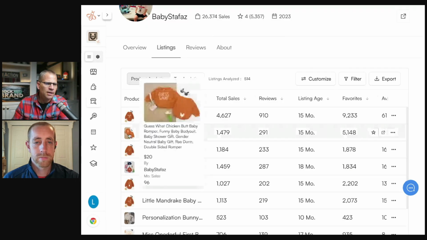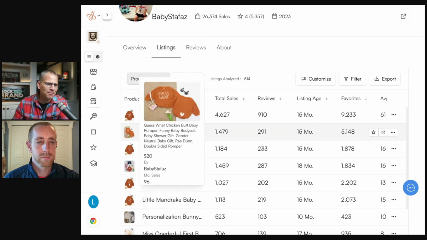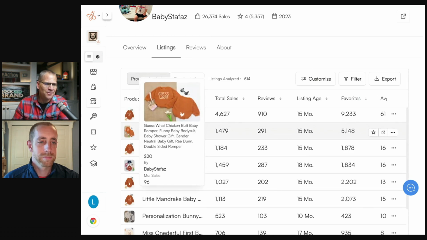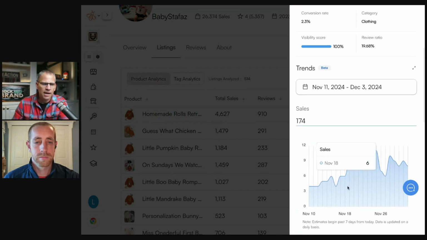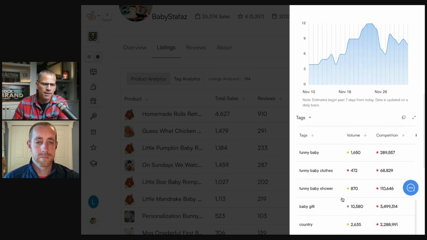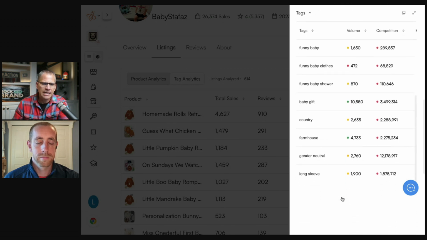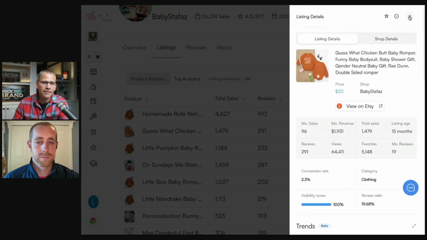What's this one here? Guess what? Okay. Guess what? Chicken butt baby romper. So that's funny. So if we click on that, we can go into this one. This one's converting at 2.3%. And then we can go down here and we can go, okay, let's look at the tags. Guess what? Chicken butt. Guess what? Baby shower gift, farm baby, funny baby clothes. So it's giving me ideas here, all within just doing what I just did. And this is just one product.